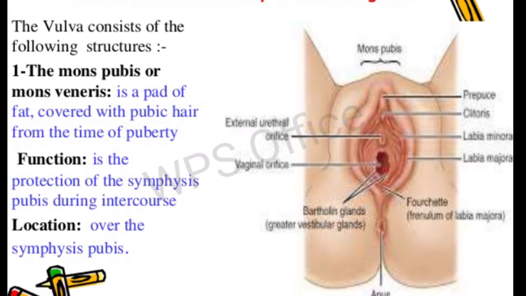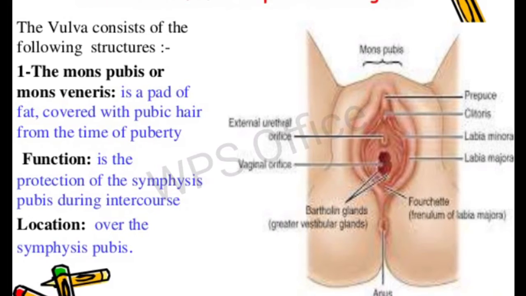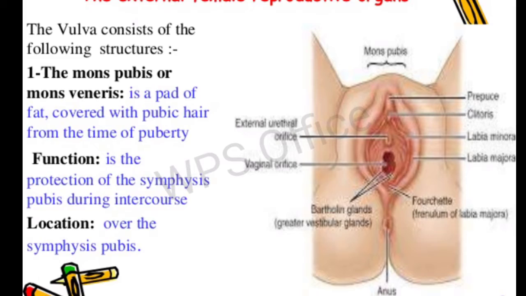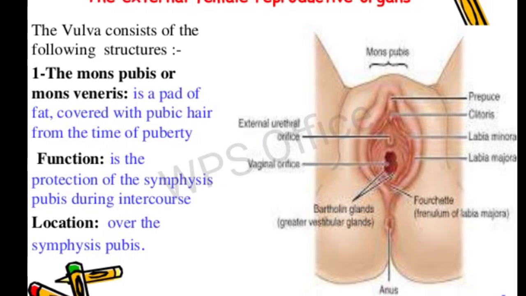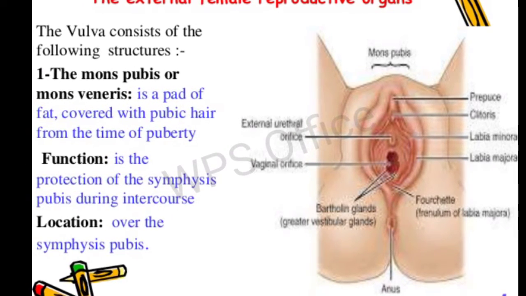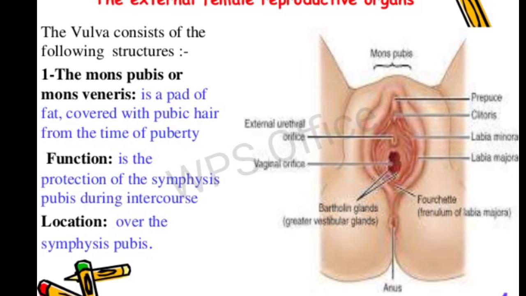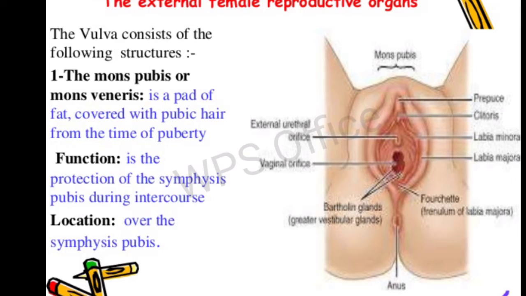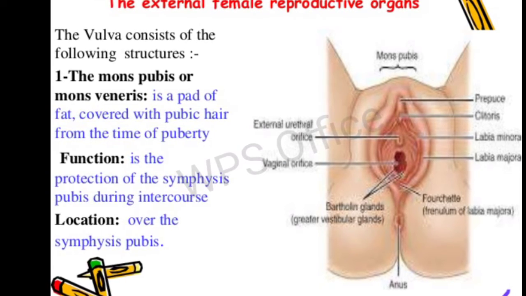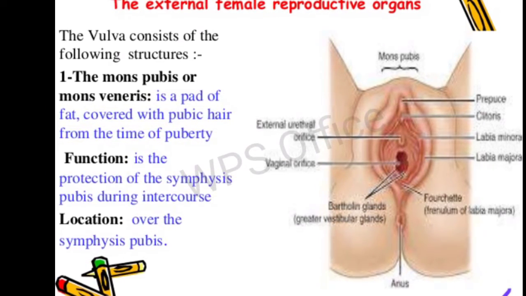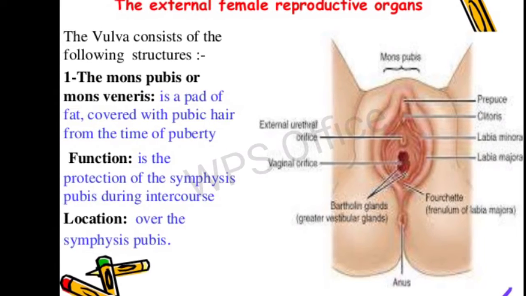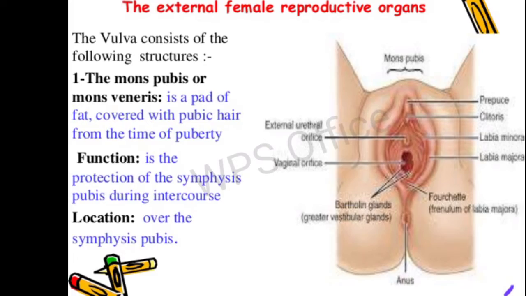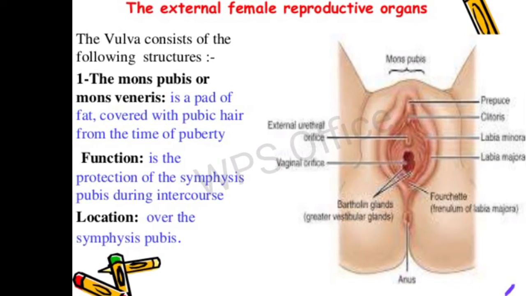So the mons pubis is a pad of fat covered with pubic hair from the time of puberty. This is a fatty area where the pubic hair is there. Its function is the protection of the symphysis pubis during intercourse. It will protect all the areas included under this external genitalia. Its location is over the symphysis pubis.